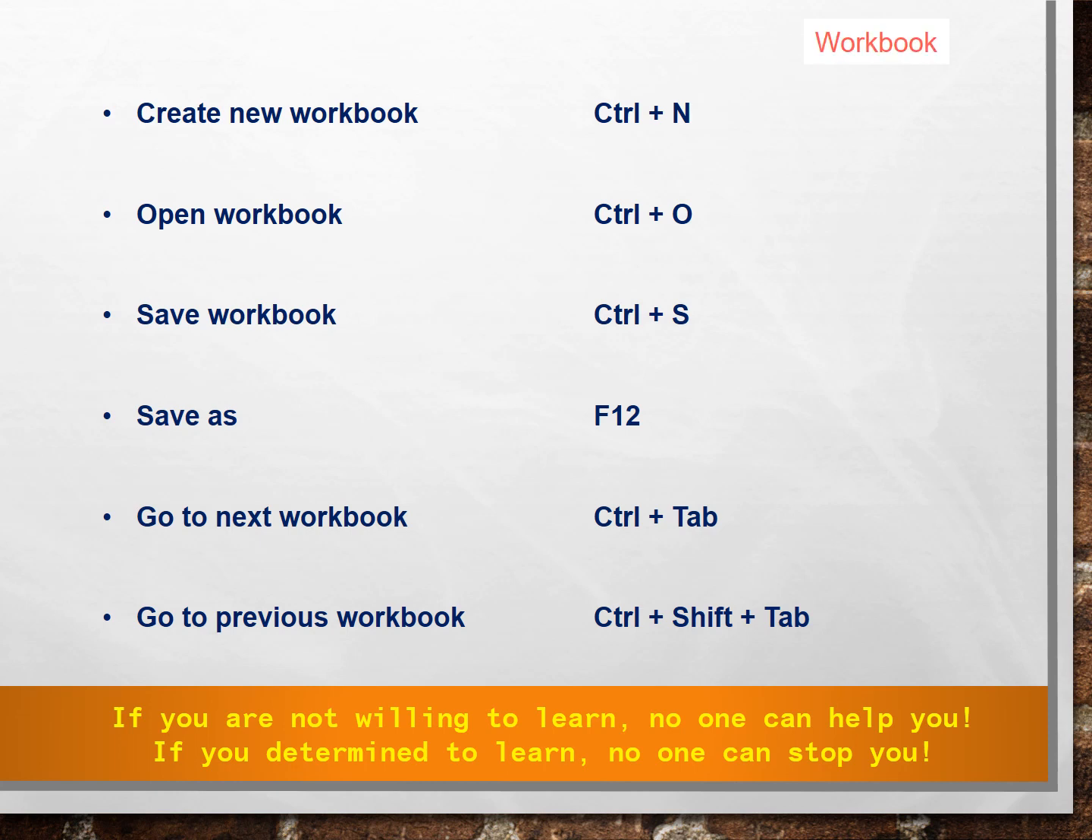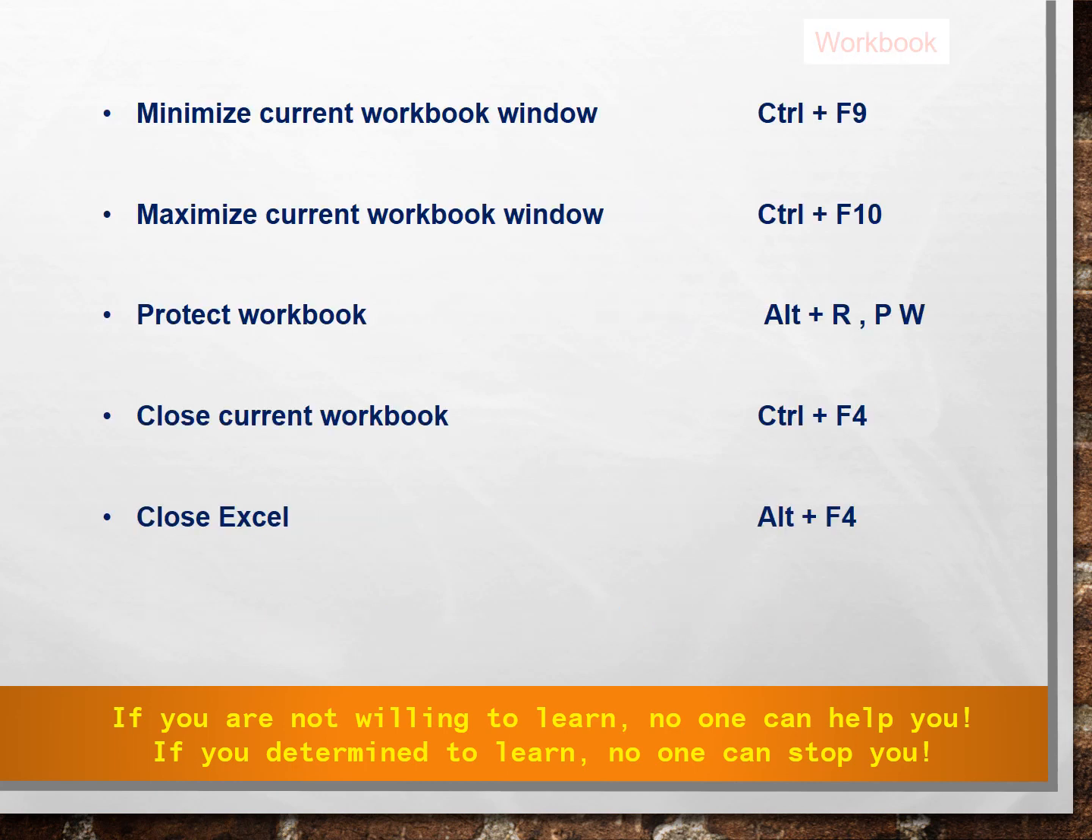To go to the next workbook, use Control plus Tab. To go to the previous workbook, use Control plus Shift plus Tab. To minimize the current workbook window, use Control plus F9. To maximize the current workbook window, use Control plus F10.